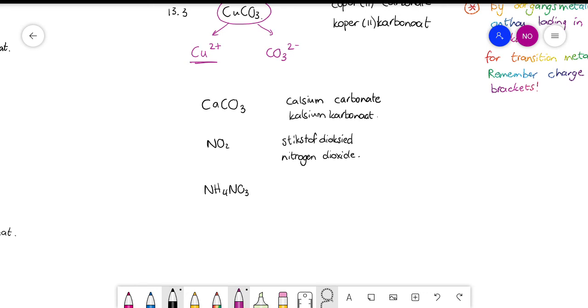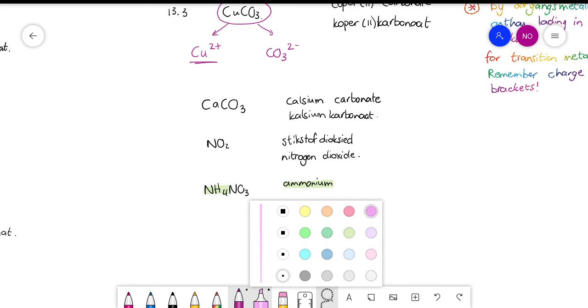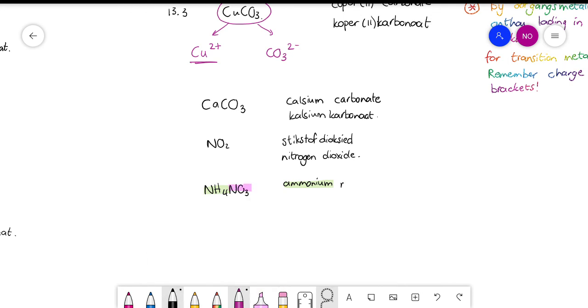What's the name of this one? Good. How do we know it is nitrate? Because it has 3. So you go and look at your tables on both page 19 and 20. And you say this one is called ammonium ion. And that part is a nitrate ion.